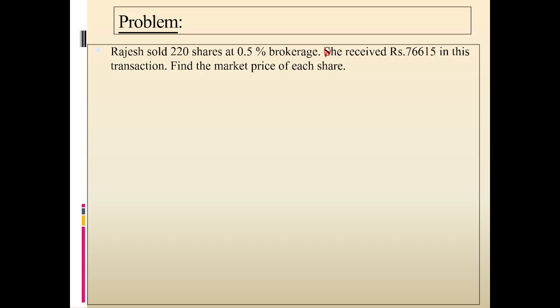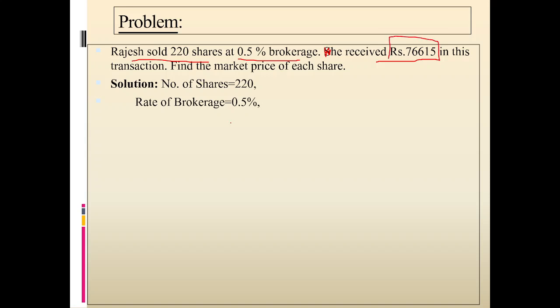Now the next problem: Rajesh sold 220 shares at 0.5% brokerage. He received 76,615 in this transaction. Find the market price of each share. Here the number of shares is 220, the rate of brokerage is 0.5%, and the amount received is 76,615. Now we have to find the market price.